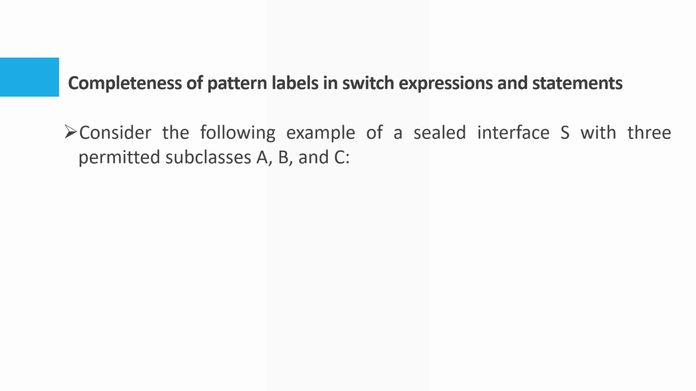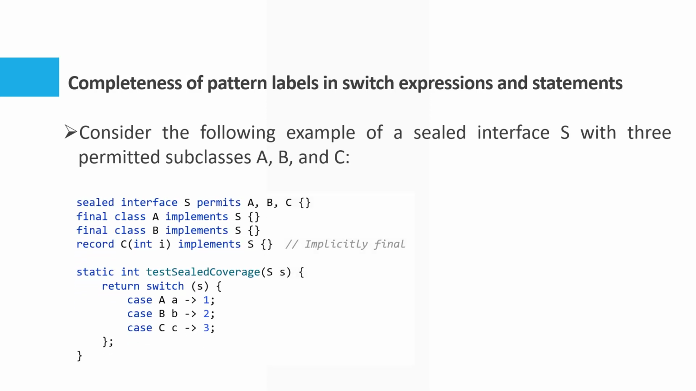Consider the following example of a sealed interface with 3 permitted subclasses. The compiler can determine that the type coverage of the switch block is the types A, B, and C. So, the type of the selector expression S is a sealed interface whose permitted subclasses are exactly A, B, and C. This switch block is complete. As a result, no default label is needed.